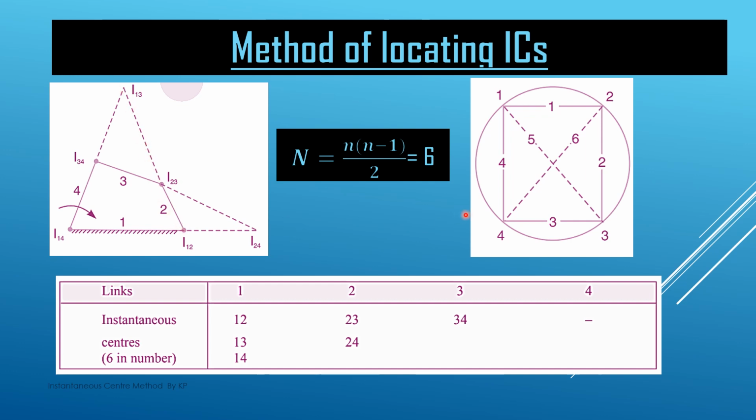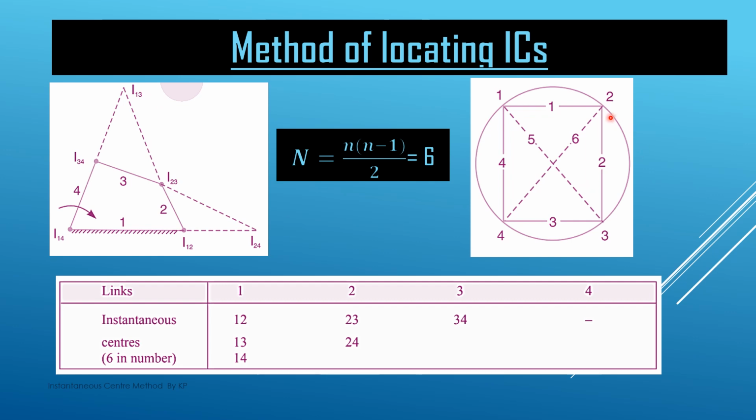Clear? Then if we see the lower triangle, it is 1 4 3. So again we make a line joining I14 and I34. This is I14 and this is I34, and we extend this line here. Where these two lines intersect, there we get I13. So this way we locate I13 here.